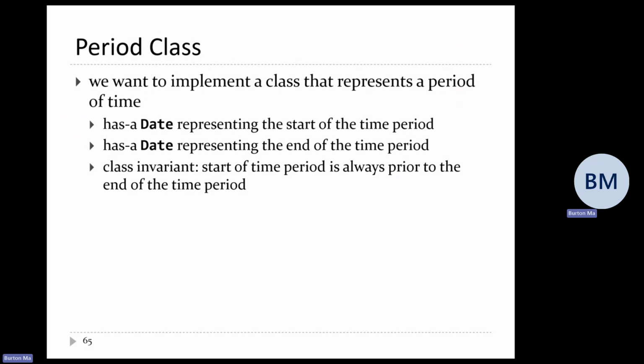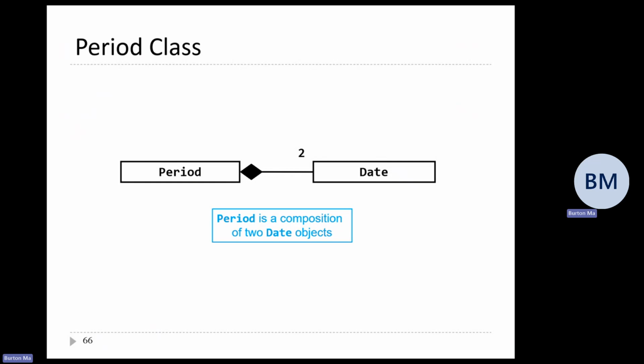A period is just a period in time, so it has a start time and an end time. We're going to represent the start time and end time using the date class, and we have this class invariant where the start time is always before the end time, which makes sense for a period of time. So we want to implement a composition. A period is a composition, so that's the solid diamond, of two date objects, one for the start time, one for the end time.